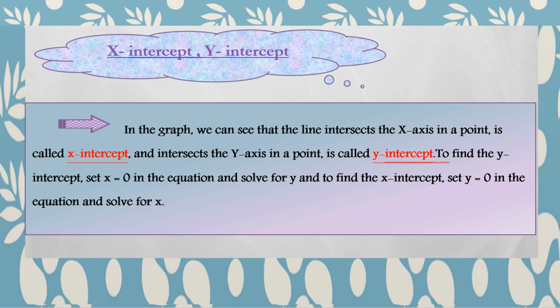X-intercept and y-intercept. In the graph, we can see that the line intersects the x-axis at a point called the x-intercept, and intersects the y-axis at a point called the y-intercept. To find the y-intercept, we set x equals 0 in the equation and solve for y. And to find the x-intercept, we set y equals 0 in the equation and solve for x.